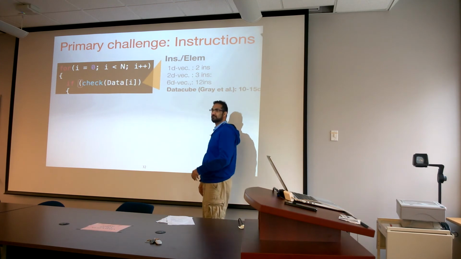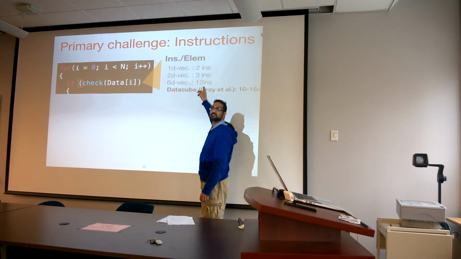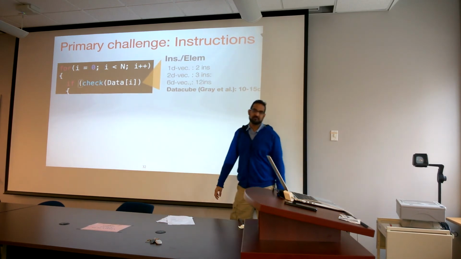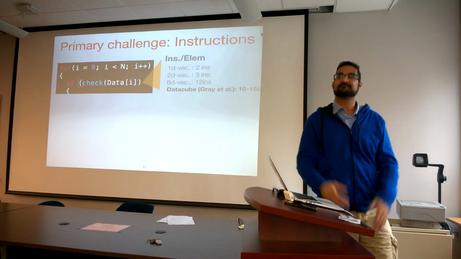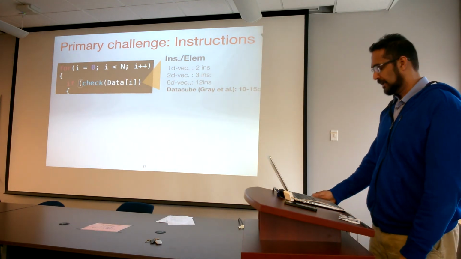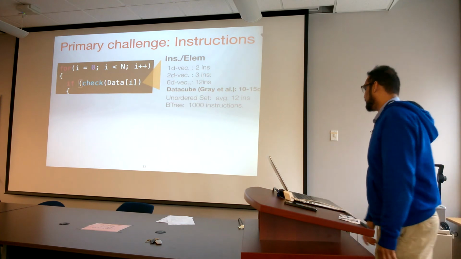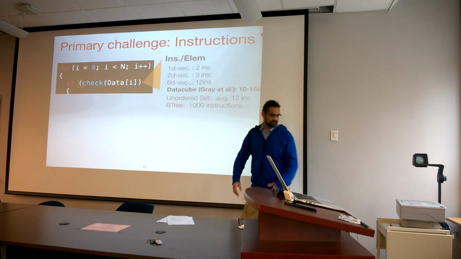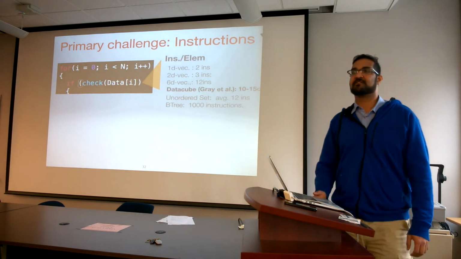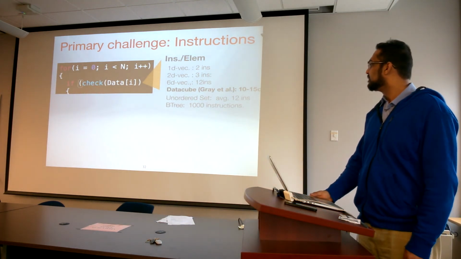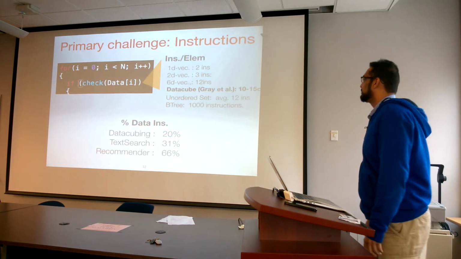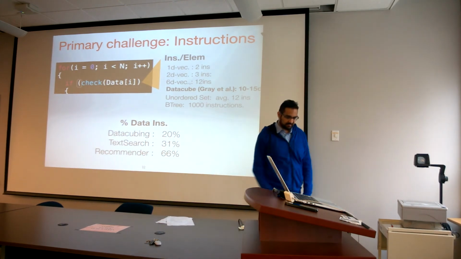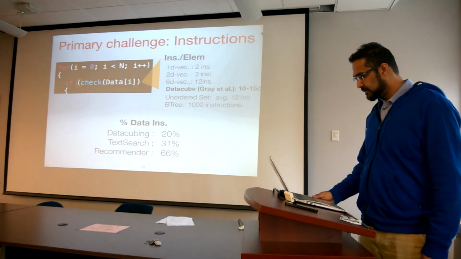And this kind of answers Martin's question. For a 6D array, it's 12 instructions to dereference it. And if you have things like data cubes with 10 to 15 dimensions, that's a problem. With other more complicated data structures, like an unordered set, it's an average of 12 instructions. With B trees, it's at least 1,000 instructions as you go down the tree trying to find a certain key. If you look at the percentage of data instructions in actual programs, it can get quite expensive. These are actual applications, not just data structures.